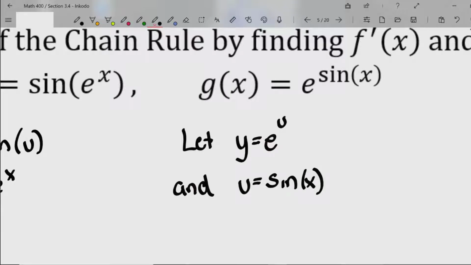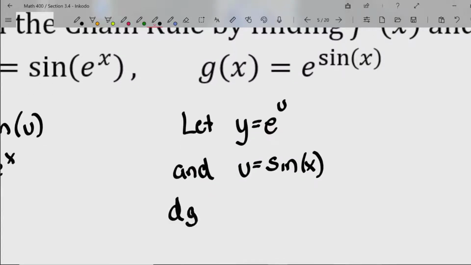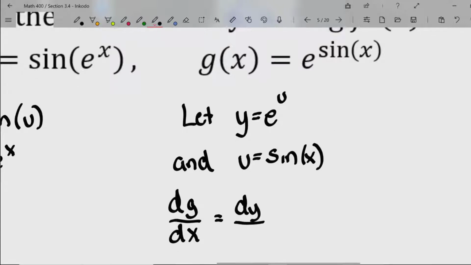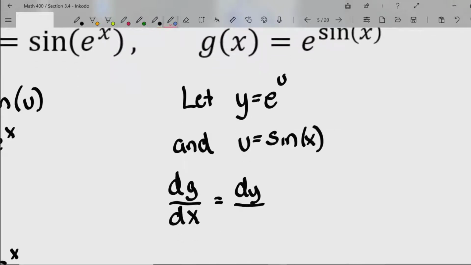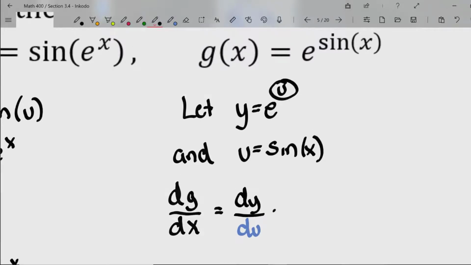Great. The derivative of g with respect to x, now notice what I've done there, it's the same thing as the derivative of y with respect to the variable it's defined in terms of. But then you have to hop inside that variable and ask, do I know what that variable is defined in terms of? And yes, I do. u is defined in terms of x. So I'm going to take the derivative of that u with respect to x.